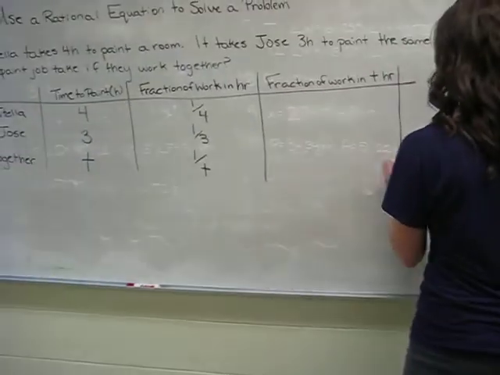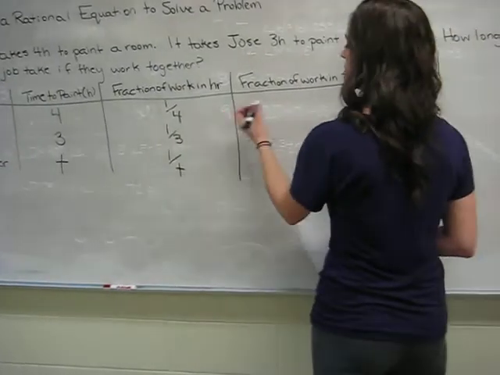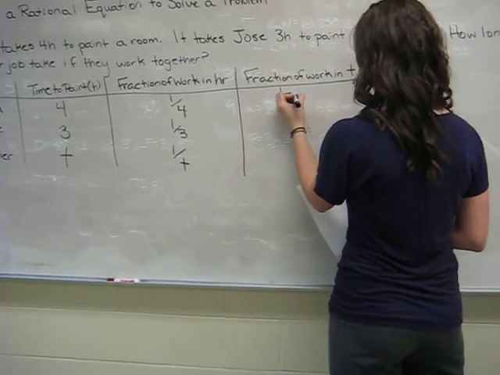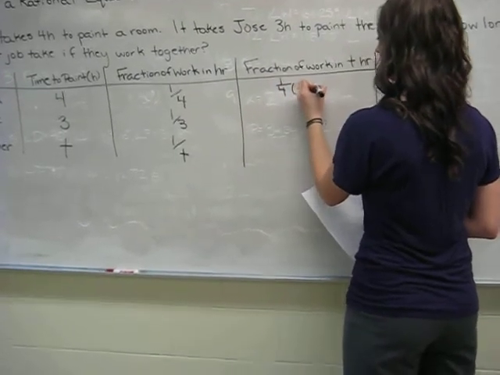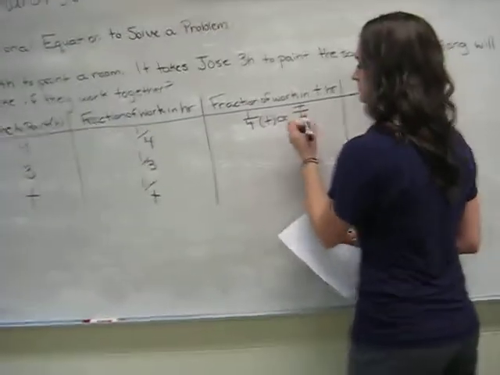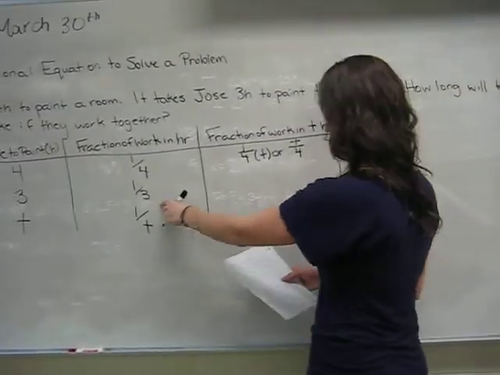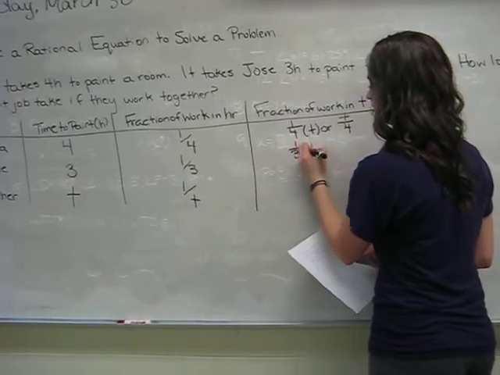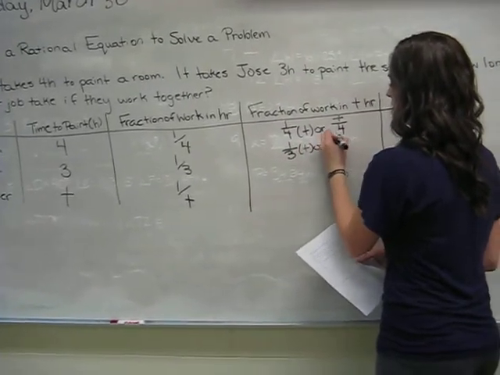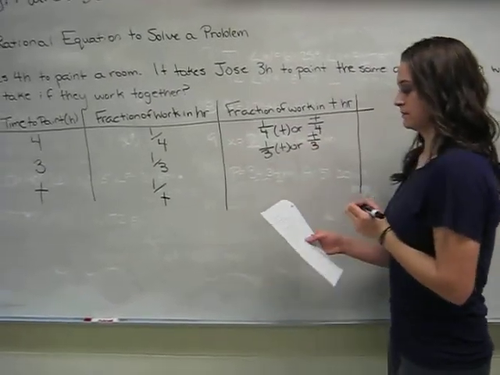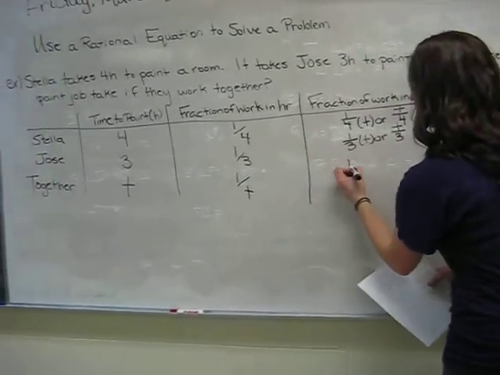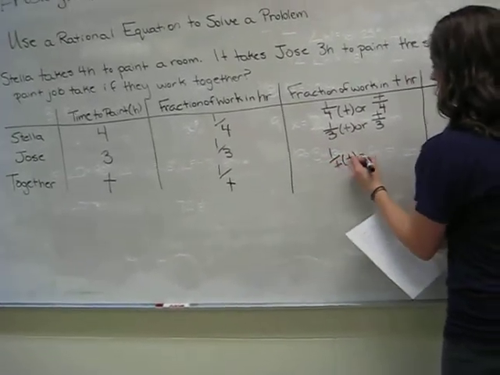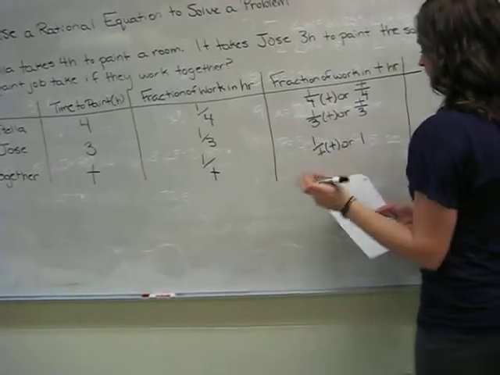So for the fraction of work in T hours, we'll go 1/4 times T, or T over 4. For Jose, we'll do 1 over 3 times T, or T over 3. And for the final one, we'll go 1 over T multiplied by T, which also gives us 1.